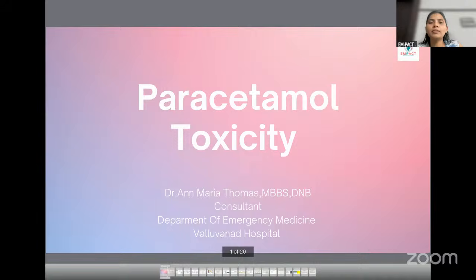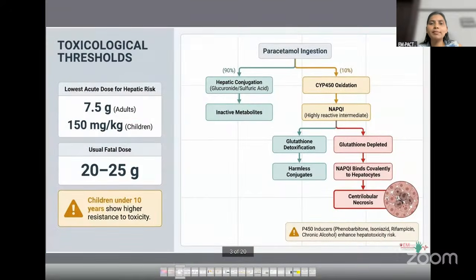And here our NAC will act. We all know that the paracetamol poisoning antidote is NAC, N-acetylcysteine. So here the action of NAC comes. It will act as a glutathione precursor. So you can see the metabolism here. I hope you all understood the metabolism.